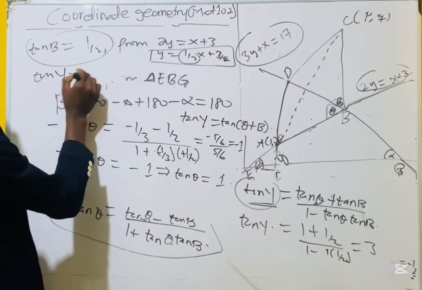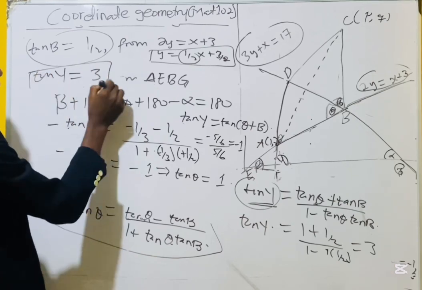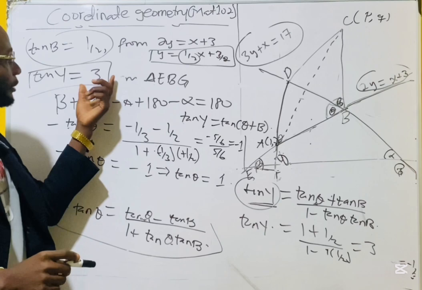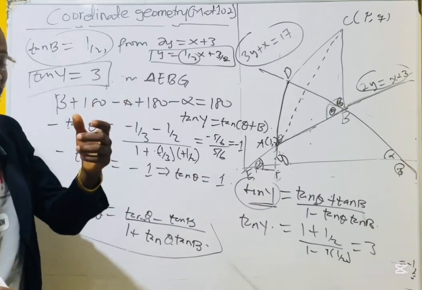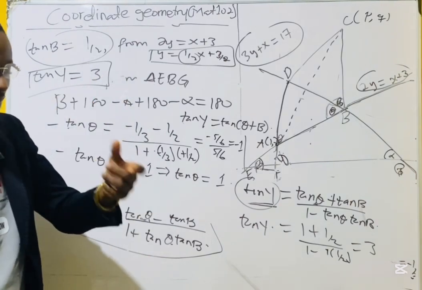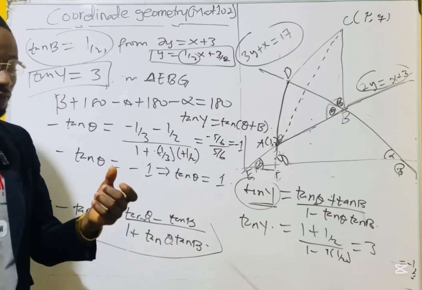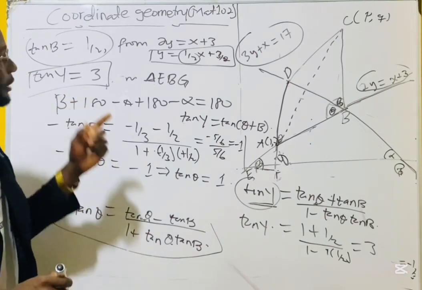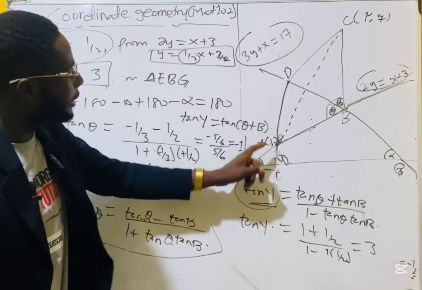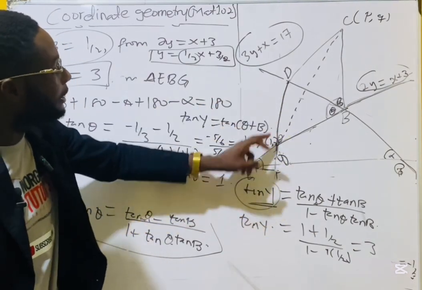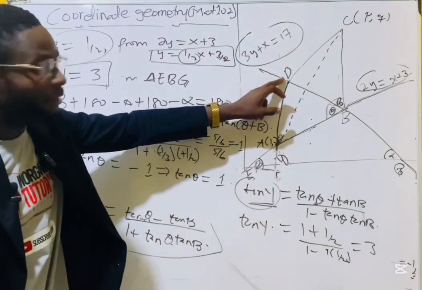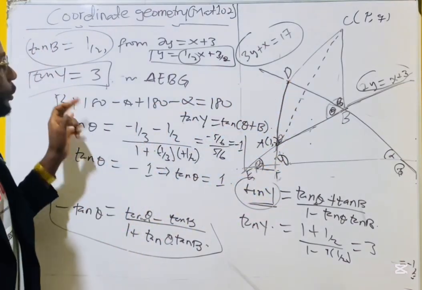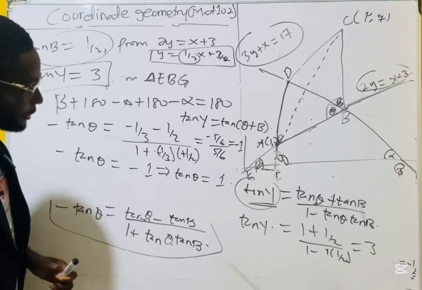Okay, so once we have tan gamma to be 3, let's try to put that here. So we have obtained tan gamma to be 3. The next thing we have to do is find the gradient of line AD. So the gradient of line AD is 3, right?